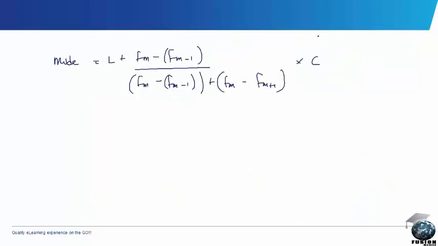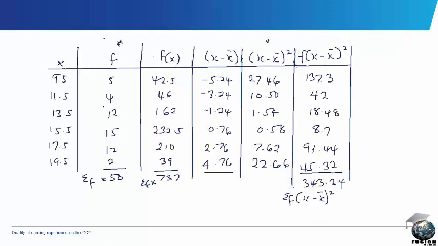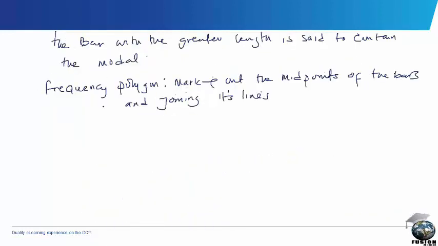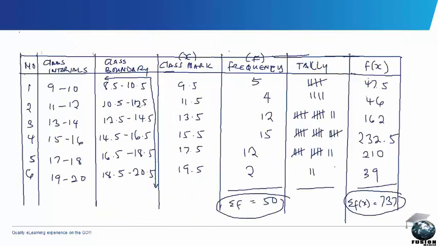The class width for this particular group of data is equal to 2, and I believe every one of us knows how to determine the class width of a class. So when we go back to see what the lower class boundary is, the lower class boundary of the modal class, what did it define the mode as?